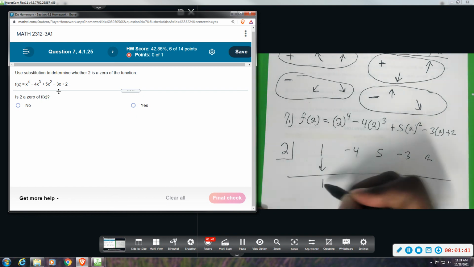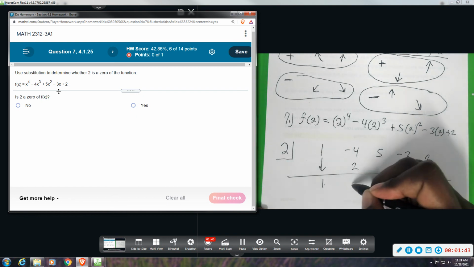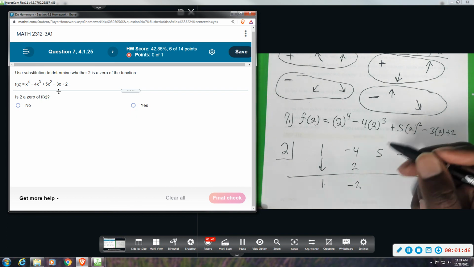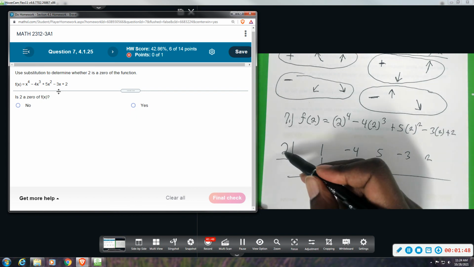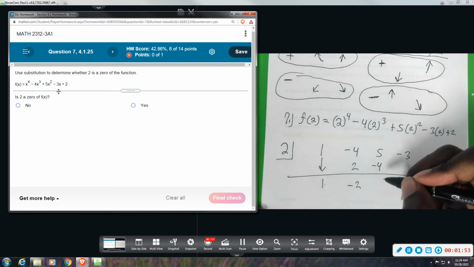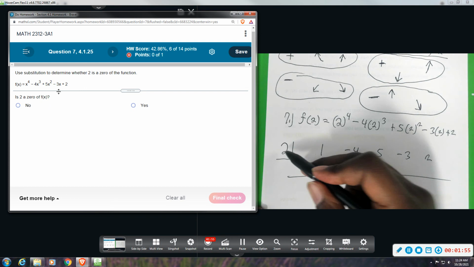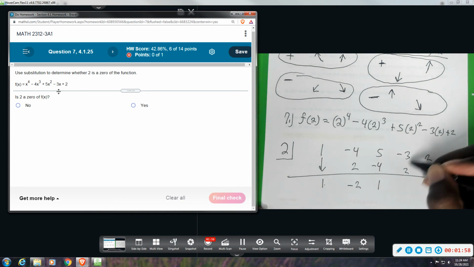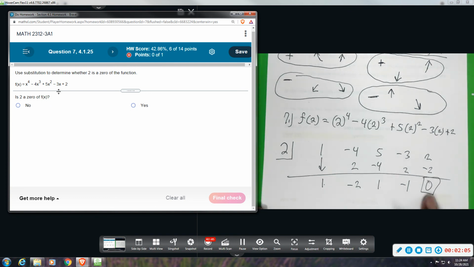So I do 2 times 1, which is 2, combine those, and I will get a negative 2 when you add those together. Then 2 times negative 2 will give you a negative 4. Combine those, you get a 1. 2 times 1 is 2, combine those, negative 1. 2 times negative 1 is negative 2, and then at the end you get a 0. So if you get a 0 at the end, that means that this number is a 0. Anything other than a 0 indicates that this is not a 0. So 2 is a 0, we will say yes.